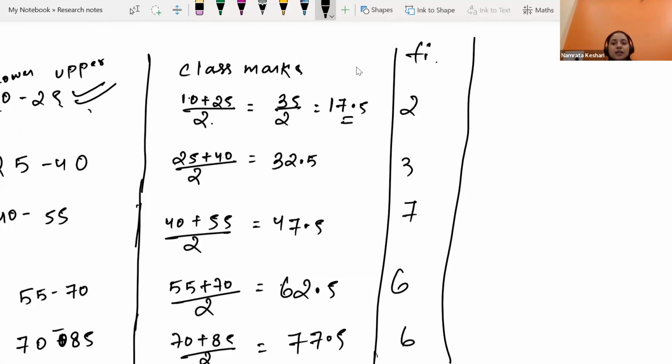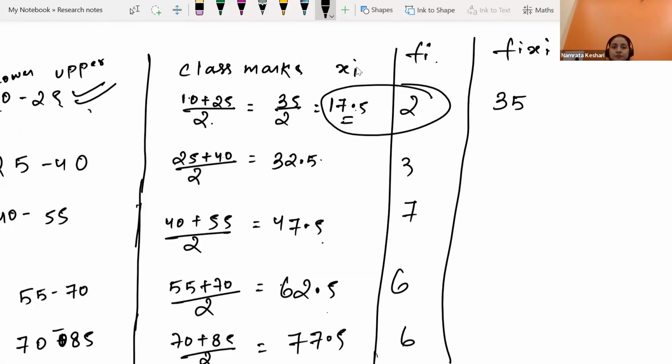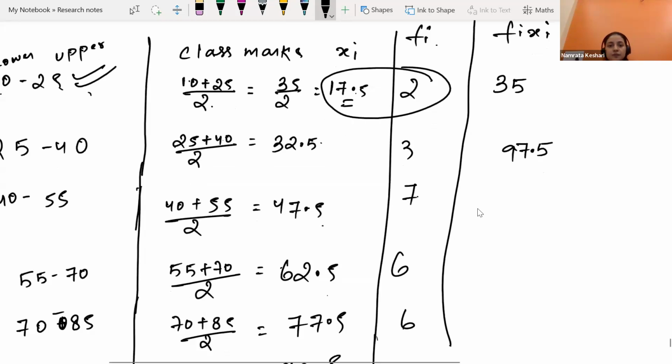So fi xi, we will do the multiplication: 17.5 into 2, 2 times 17 is 34, so 35 we will be having. Okay. 32.5 into 3, 97.5, right? Please keep on checking, okay? If anything is incorrect, let me know.